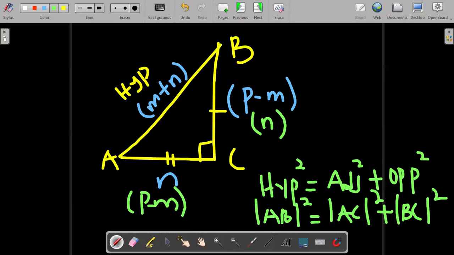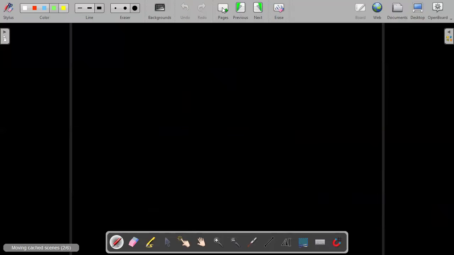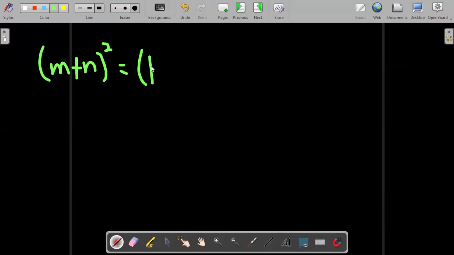You see that? So every time I see AB, I will put m plus n. Every time I see AC, I will put p minus m. Every time I see BC, I will put n. Any one, you can swap it. So I'm going to have hypotenuse now, which is m plus n all squared equals p minus m all squared plus n squared. You see that?